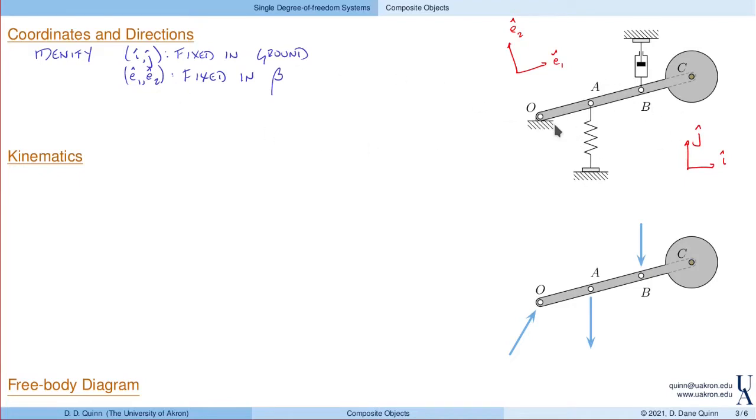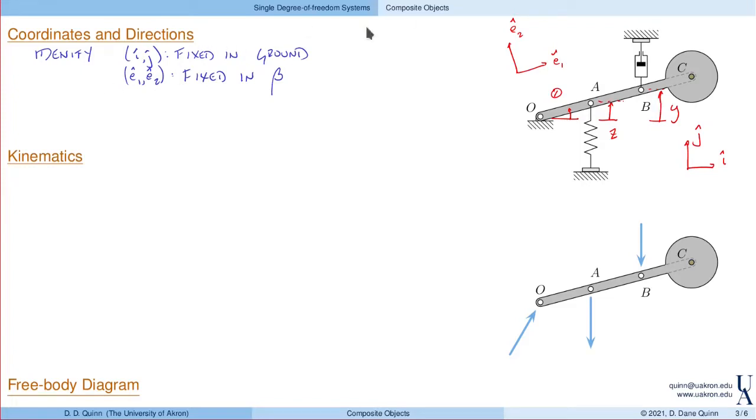This bar rotates, so it totally makes sense to identify the rotation of this bar with an angle theta. Now, when we look at the forces, the force in the spring will depend on the displacement of the spring as measured from static equilibrium. When the bar is horizontal, we're in static equilibrium, so we'll measure the location of point A relative to the ground. Let's call that Z. The damper depends on the velocity across the damper, right? So we'll measure the change in length of the damper with Y.